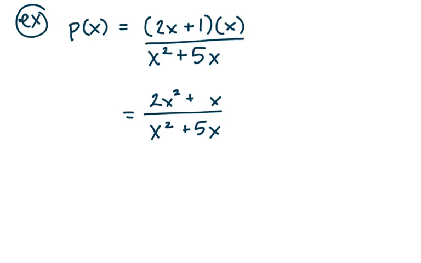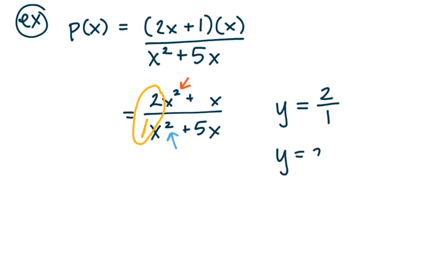So again, you see the degree of the numerator is 2 and the degree of the denominator is 2. So my horizontal asymptote is going to be at y equals 2 over 1 because we have a 2 in the numerator and a 1 as my leading coefficient in the denominator. And we could simplify that and just write y equals 2.